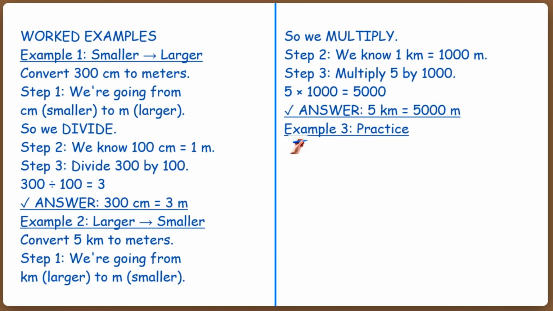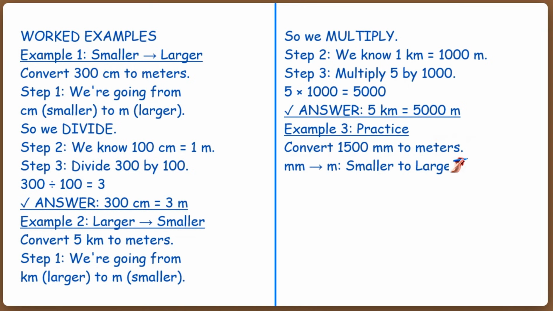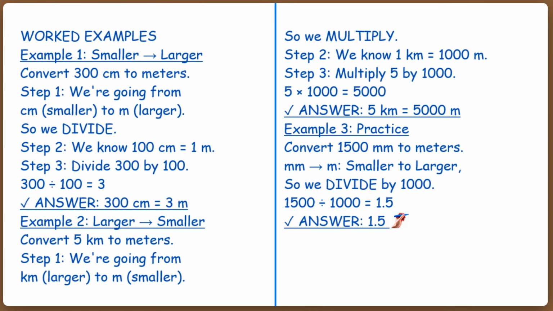Example 3. Practice. Convert 1,500 millimeters to meters. Millimeters to meters is smaller to larger, so we divide by 1,000. 1,500 divided by 1,000 equals 1.5. Answer: 1.5 meters. Practice problems.